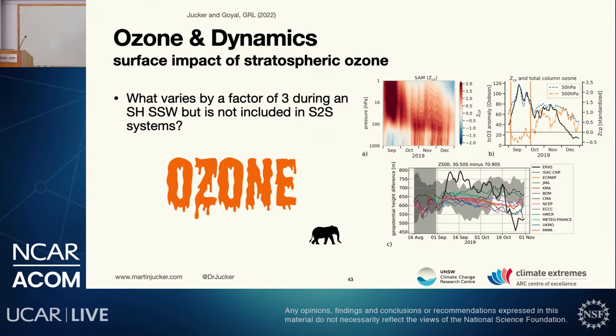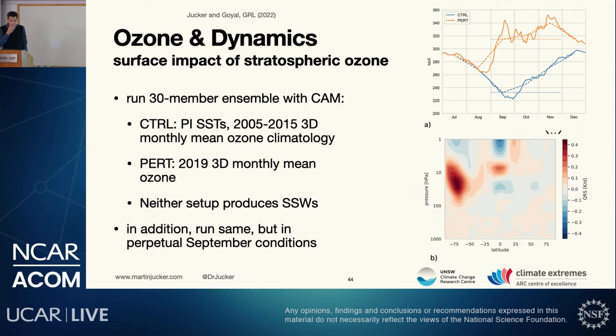So you have all guessed the answer. So how does this work? How can ozone do this? So what we did was to run a 30-member ensemble with CAM, where we have pre-industrial control SSTs, and in the control we put in an ozone climatology before the event. And in the perturbation, we put in the 2019 ozone in the spring.